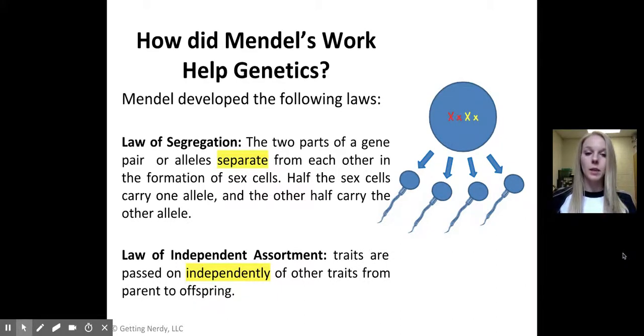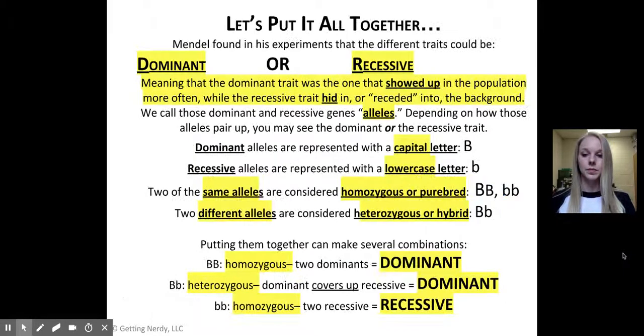Again, this is in meiosis 1, when the tetrads or the homologous chromosomes line up on the metaphase plate. They don't necessarily have to line up in any specific order. They can line up randomly, independently of the other chromosomes.